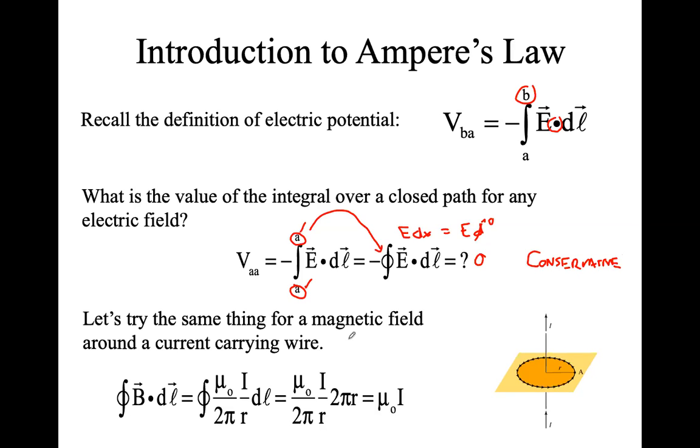All right, so here's the question, I guess. Let's try the same thing for a magnetic field, right? I've got this long line of current right here. Let's integrate around the closed path, maybe start at capital A, go all the way around. I guess that'd be counterclockwise as viewed from above.